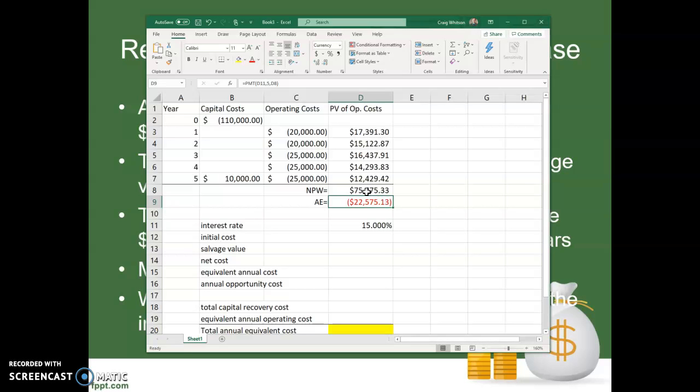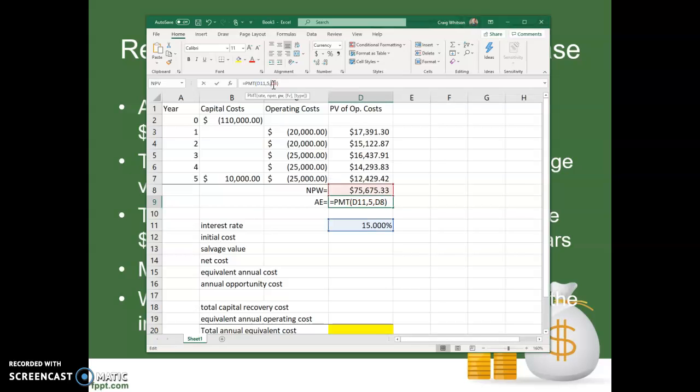So this process is used in place of just simply averaging these values, which we cannot do. That ignores the time value of money, and we cannot do that. So this is our annual equivalent operating cost. So you could kind of say on average, we're spending $22,575 a year on our operating costs.